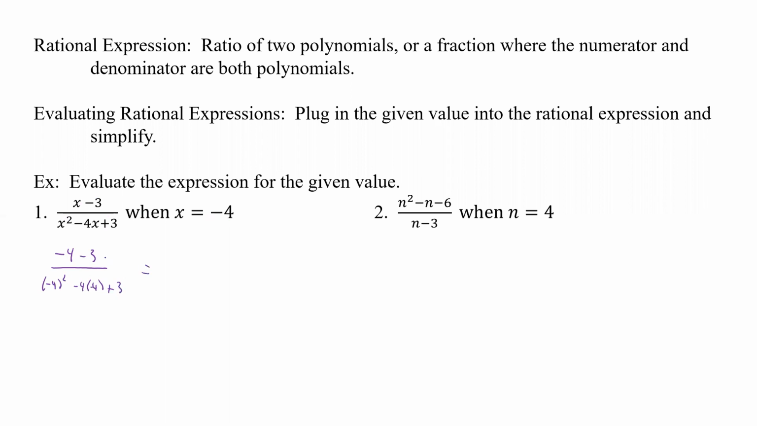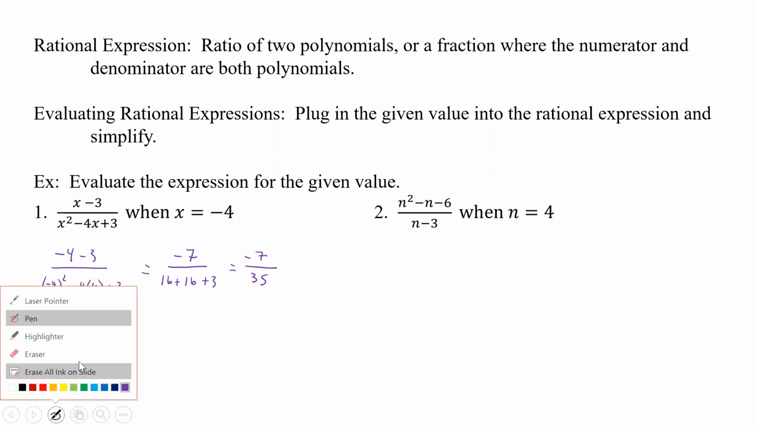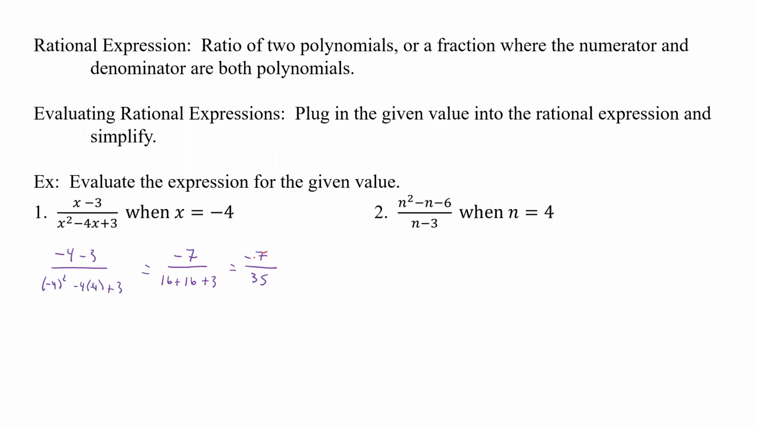So minus 4 minus 3 is minus 7. And here we have a 16, and then plus 16, and then plus a 3. So that gives us minus 7 over 32, 33, 34, 35. And now we can reduce. 7 will go in here once, 7 will go in here 5 times, and so we get the final answer of minus 1 over 5. All right, so that's all we do for plugging in expression values.